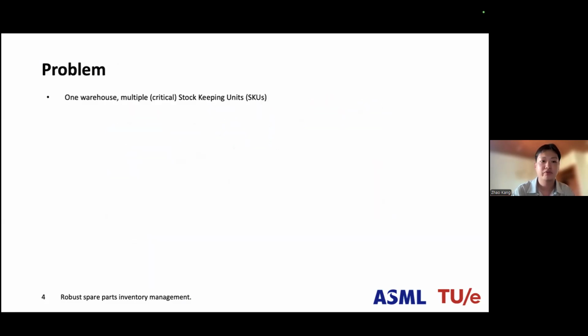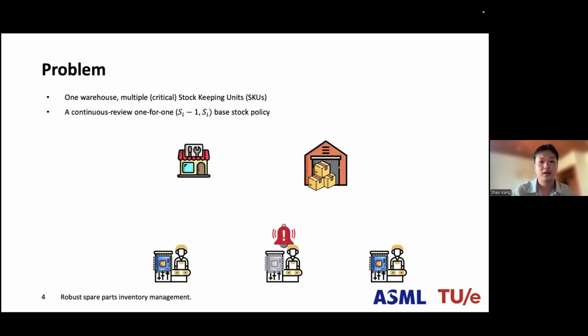In our research, we focus on one of these local warehouses, and we consider multiple components. We also call them stock keeping units, SKUs. And we consider a continuous review one-for-one base-stock policy. It means that once we have a broken spare part from the customer, we send the broken one directly to the repair shop, and the customer gets a new one from the warehouse. After the lead time, the broken one is repaired as new and sent back to the warehouse again.